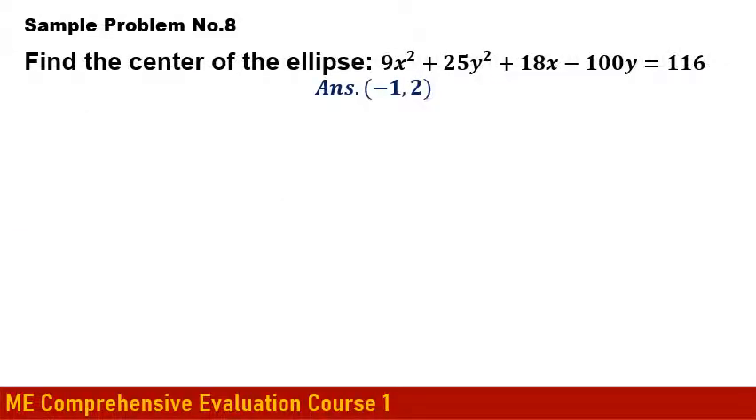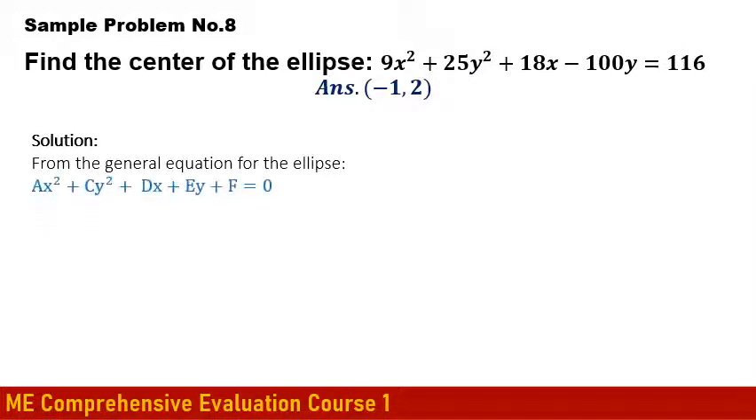Sample problem number 8. Find the center of the ellipse 9x squared plus 25y squared plus 18x minus 100y is equal to 116. If you can see, this is an ellipse because the coefficients of x squared and y squared are not equal and they have the same sign. If they had opposite signs, this would be a hyperbola. To get the center from the general equation of the ellipse, we will use the shortcut formula.